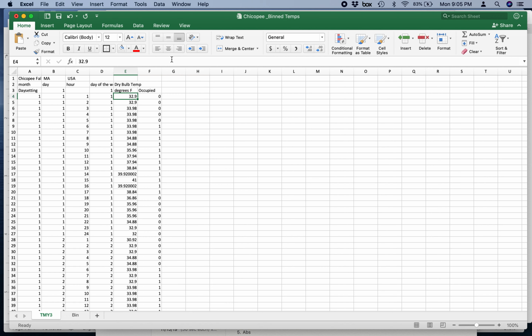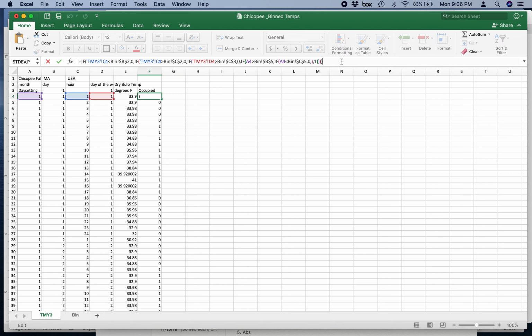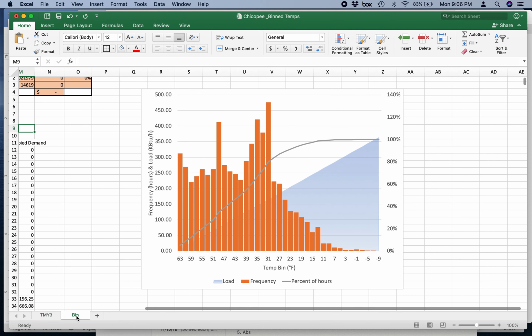Then we want to convert that into whether it's occupied or not. So here's where you can see this kind of complex if formula is referring to other cells on the other tab. So we've created this other tab where we're going to generate these bins.